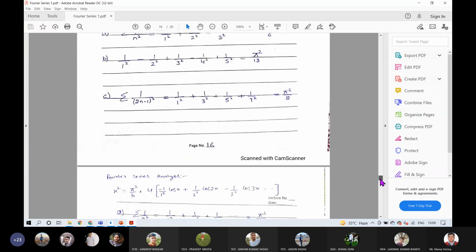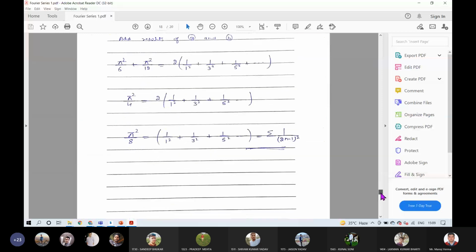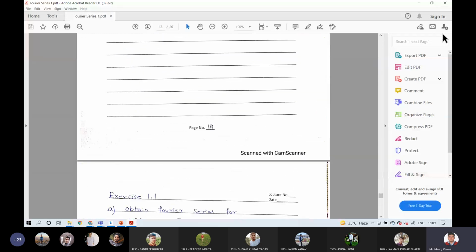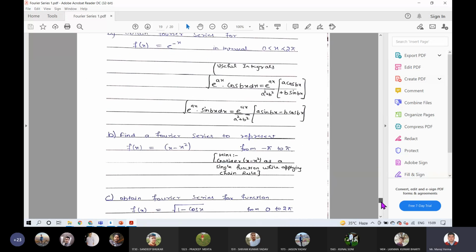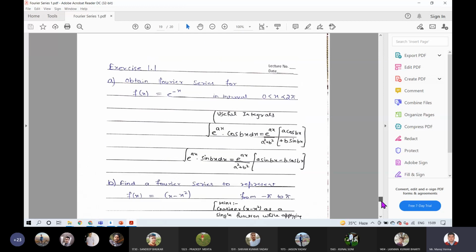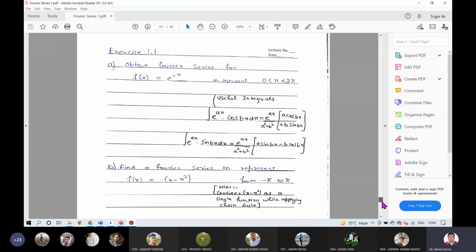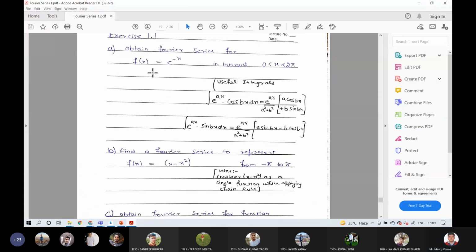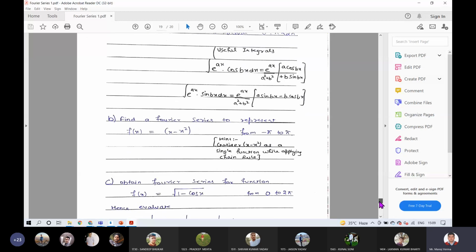Okay, from this exercise, I have solved question A and question C.